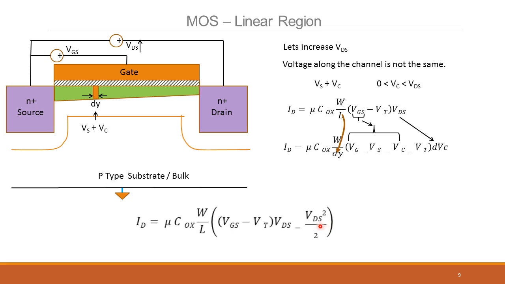So in the first case, when VDS was very small, the VDS square can be neglected and you ended up with this equation. Okay, is that clear?